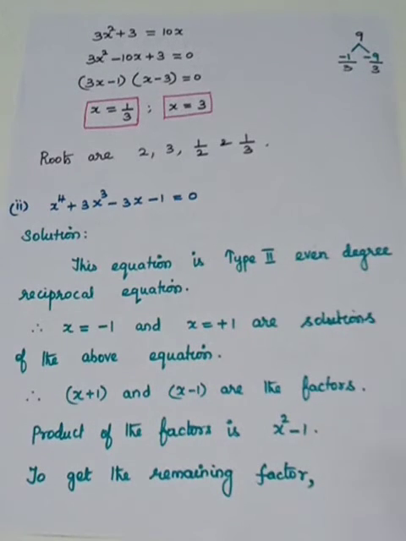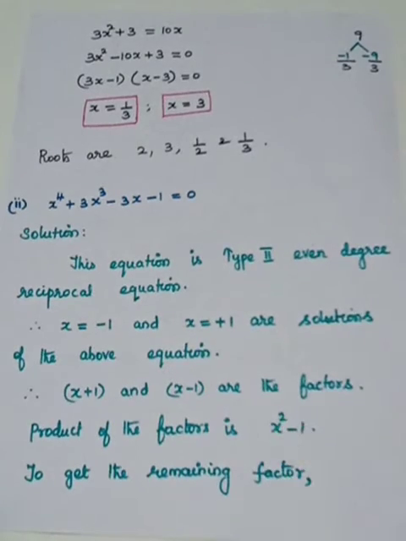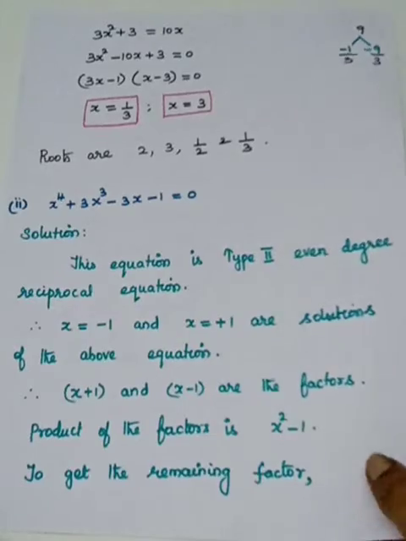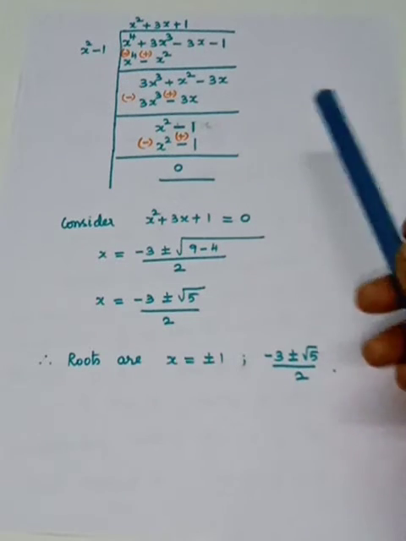So get the remaining factor. So this polynomial has to be divided by x squared minus 1. Therefore you can use either long division or synthetic division. Here I have used the long division.